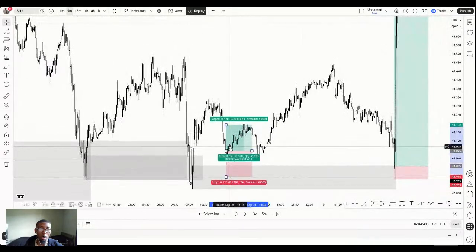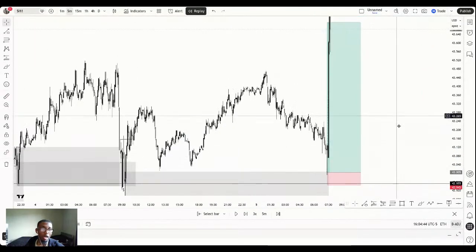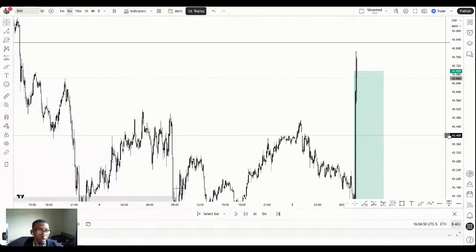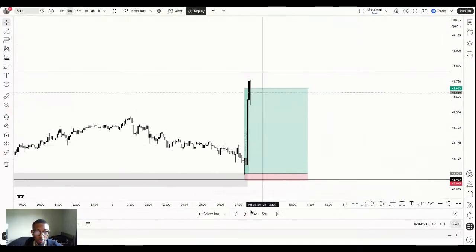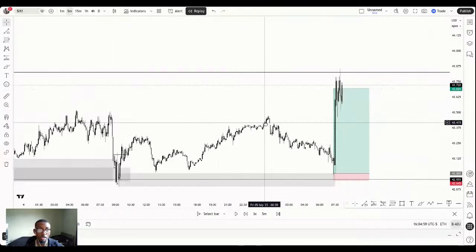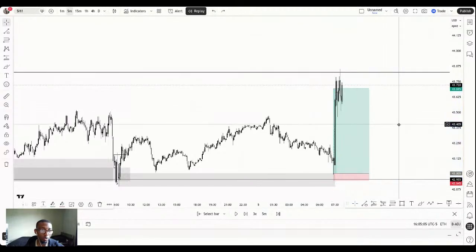But guess what? I would have won even bigger by just waiting for price to hit my point of interest, and price literally ran to my take profit. Let's see what price does after this, just to be a little bit curious. Boom! It hits the swing high. So that's like a 1 to 13, something like that. Yeah, 1 to 13, bro. So it's cool. 1 to 11, cool.